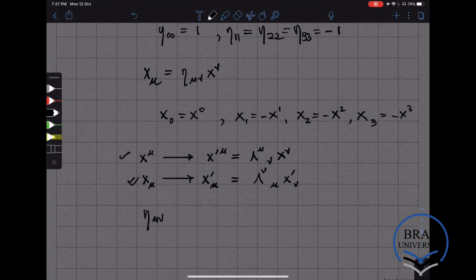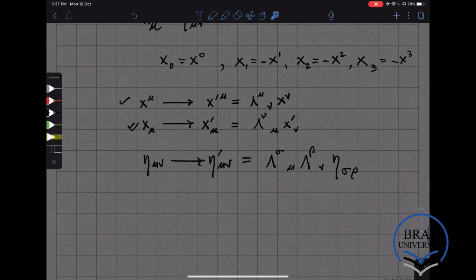What does that mean? That means that under a Lorentz transformation, η transforms as η'_μν equals Λ^σ_μ Λ^ρ_ν η_σρ. Now note that this is the row and this is the column. This is the row, this is the column. So this is basically what is meant by a tensor. A tensor of rank 2 transforms like this. This is the definition of a tensor.